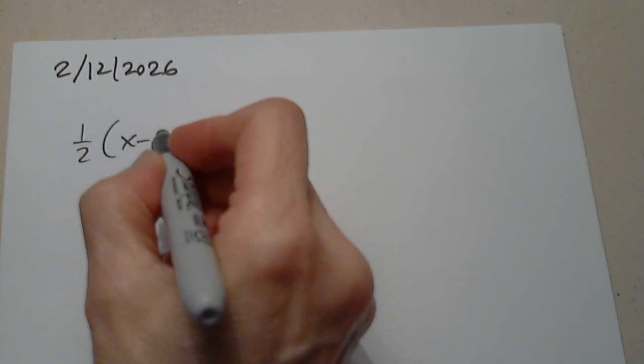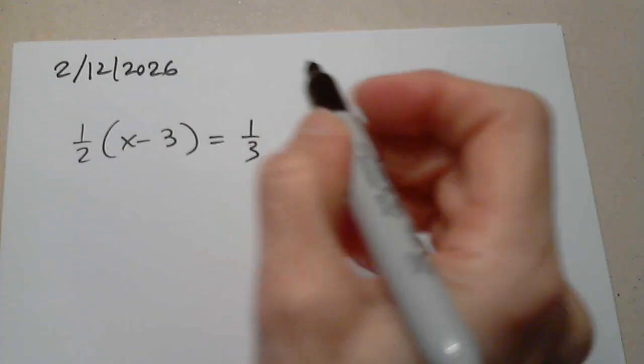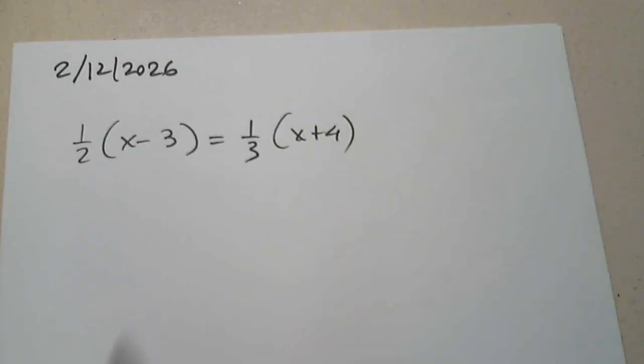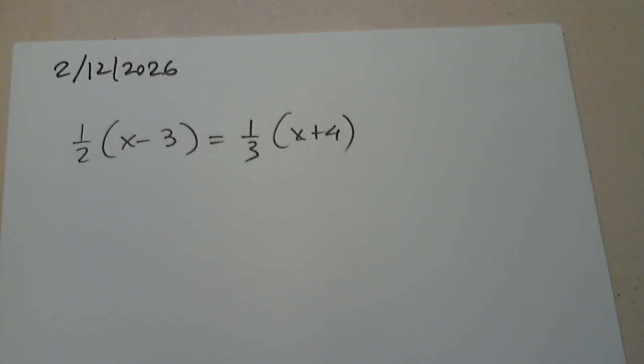1/2 x minus 3 equals 1/3 x plus 4. Okay, what do you think I'm going to do? Because now you already know my style. You know what I'm going to do. Distribute? Yes, but I'd rather eliminate fractions. Ah, okay.